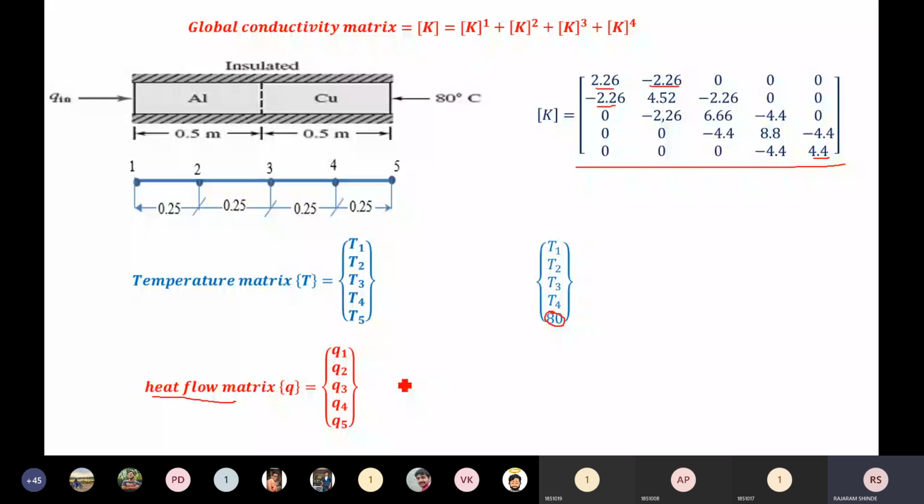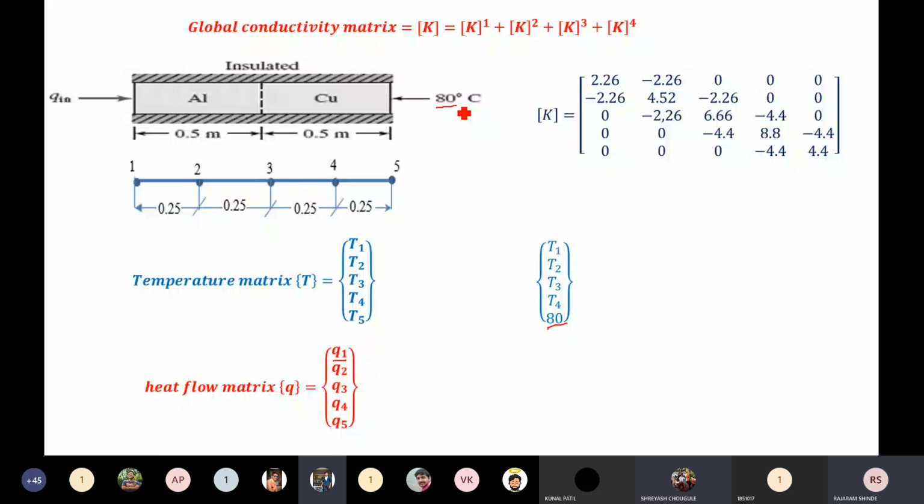What are the boundary conditions in the heat flow matrix? How will it be formed? 80 degrees Celsius, here it is in temperature. Q1 is equal to Q in. Q2, Q1 is equal to Q4, Q1... Q3 is equal to Q in. This is Q in. Q3, Q4, Q5 is equal to 80 degrees Celsius. Q5 is temperature, this is not heat flow.